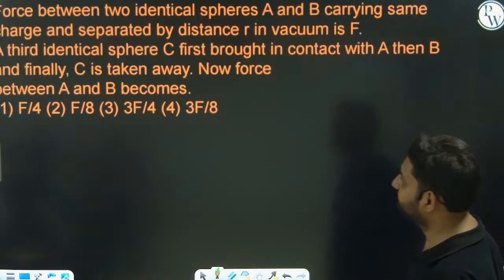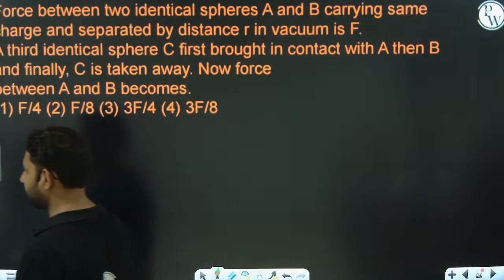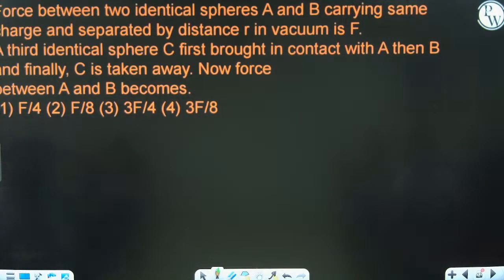This question is an interesting one. What is happening in this question? First read this question, then I will explain. There are three bodies, three identical spheres. Identical means they are made of the same material, same metal, and they have the same radius, diameter, same density, everything.